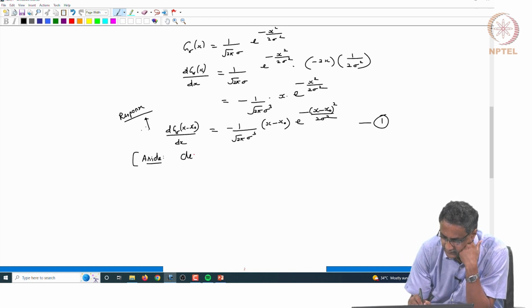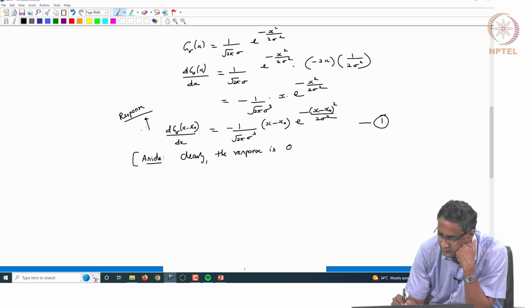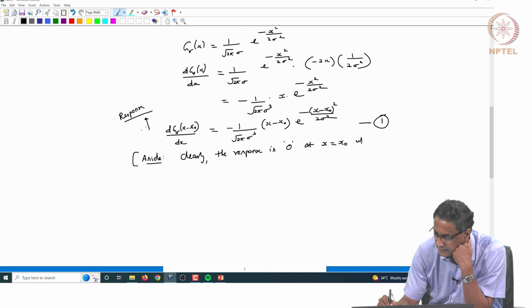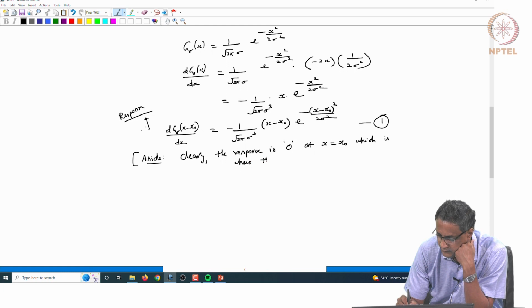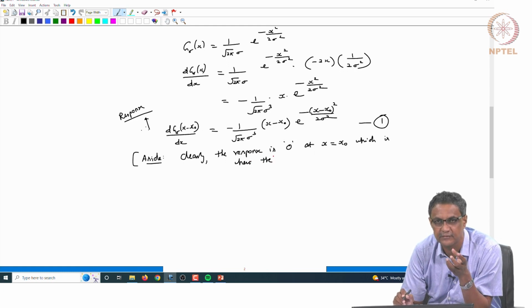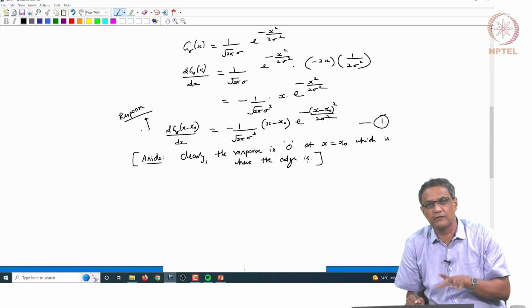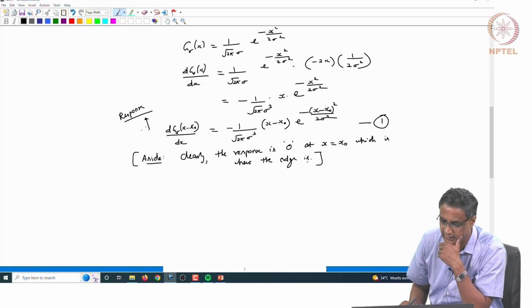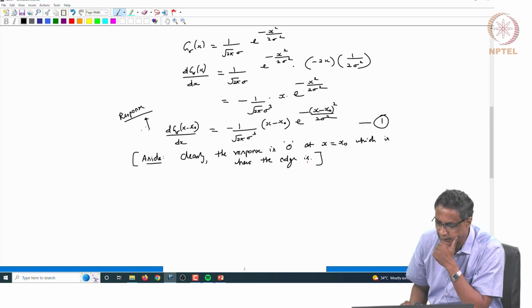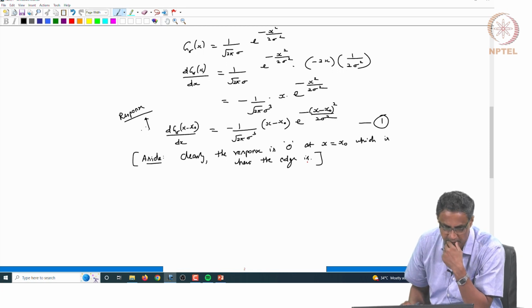So, as an aside, clearly the response is 0 at x equal to x naught, which is where the edge is. So we know that a LoG will give a 0 crossing where the edge is. This is something that we knew all along, but earlier we never showed it formally. We knew that when plotted, that's what happens, and now this also emerges.